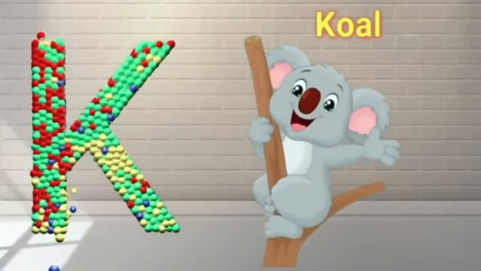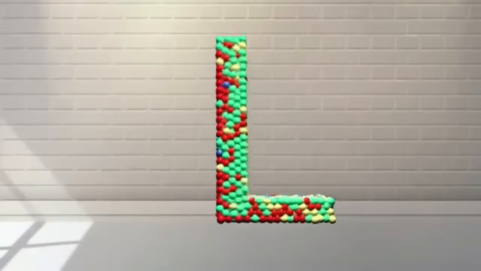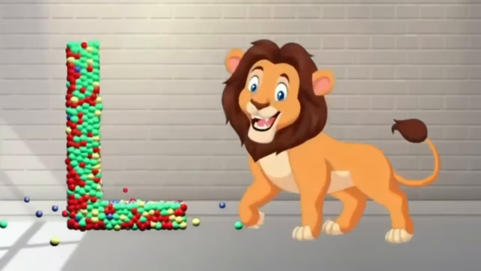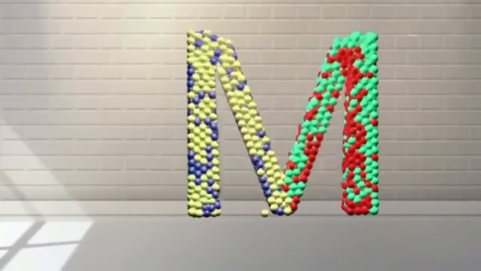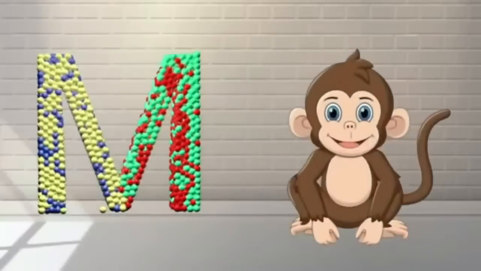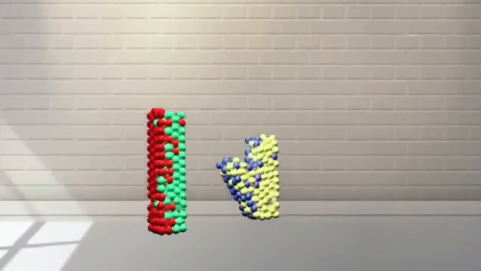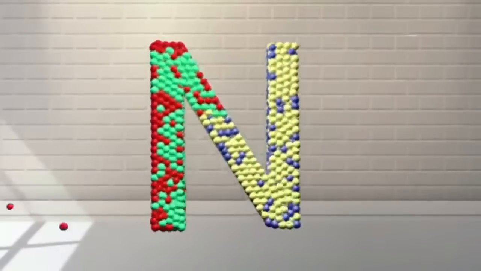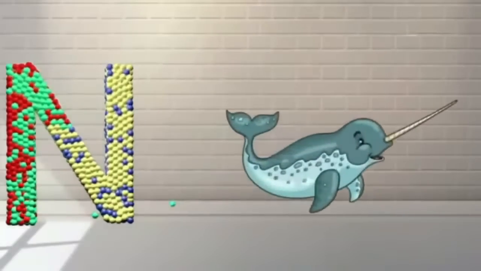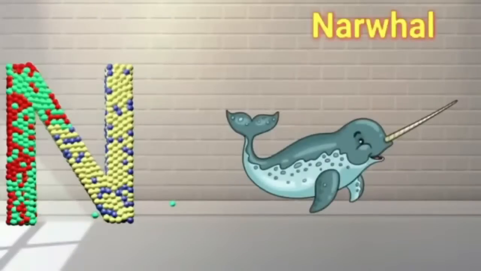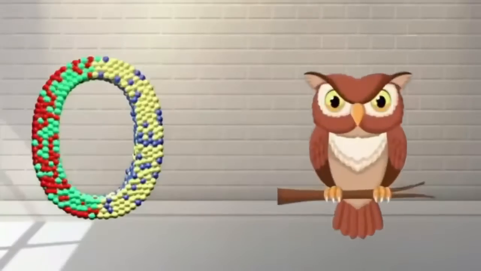K is for koala. K-O-A-L-A. Koala. L is for lion. L-I-O-N. Lion. M is for monkey. M-O-N-K-E-Y. Monkey. N is for narwhal. N-A-R-W. O is for owl. O-W-L.